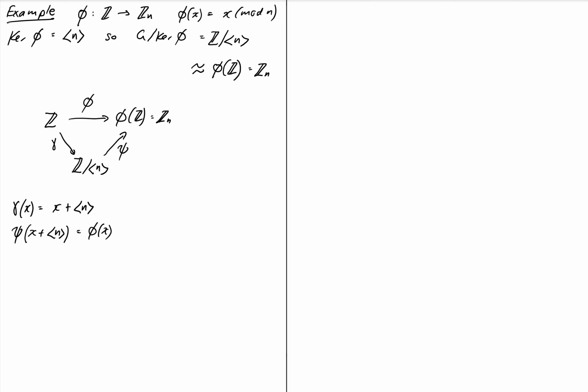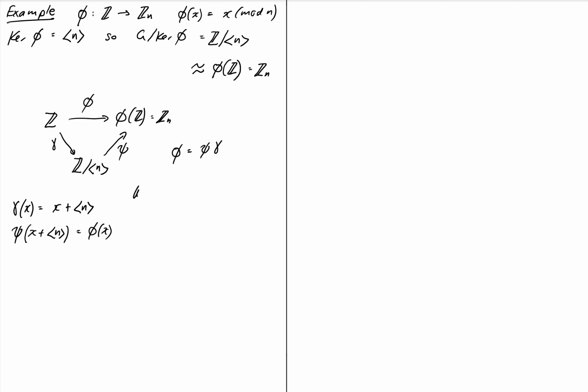So this diagram is a nice graphical representation of our theorem, because what we have here is that phi is equal to the composition of those two functions. The first one that happens is gamma, so it goes on the right hand side, and the second one is psi. So we can see that phi is the composition of psi and gamma.